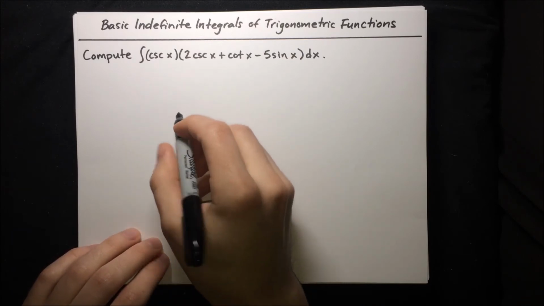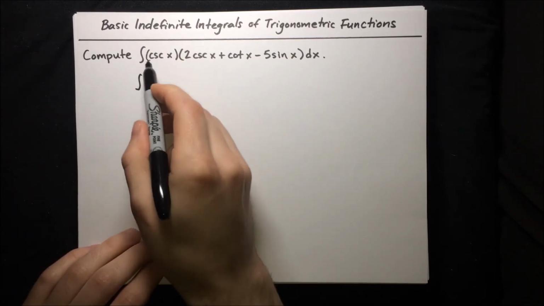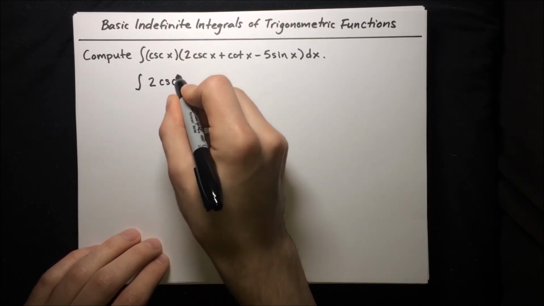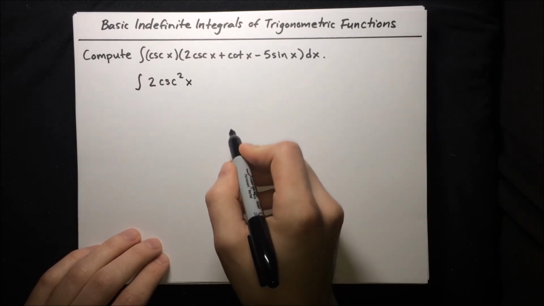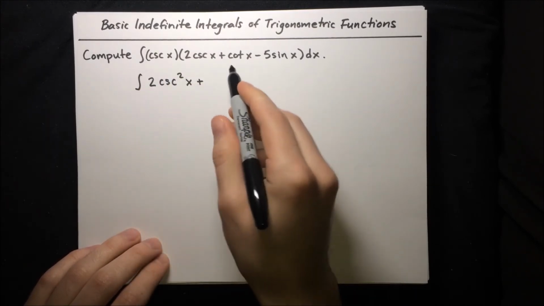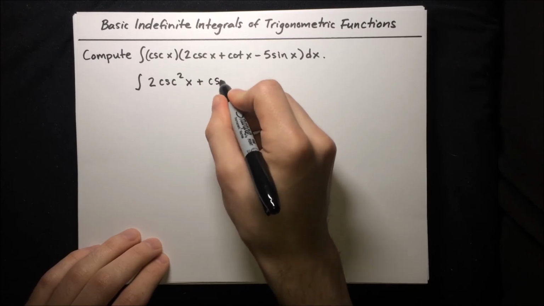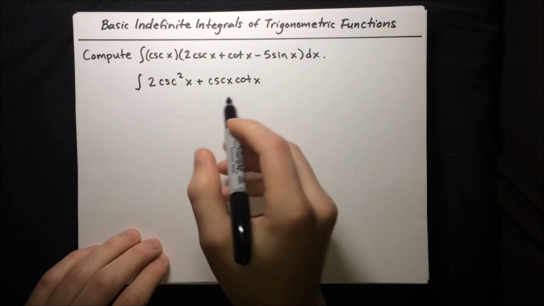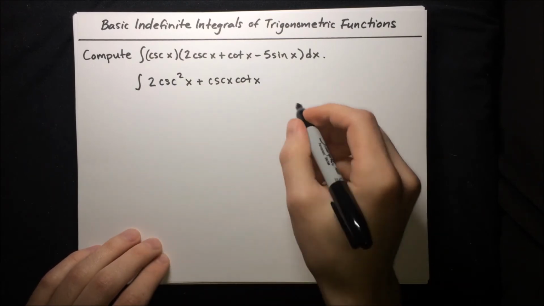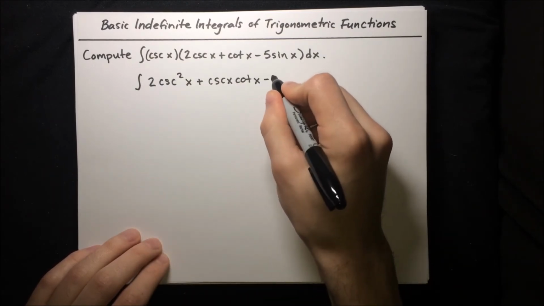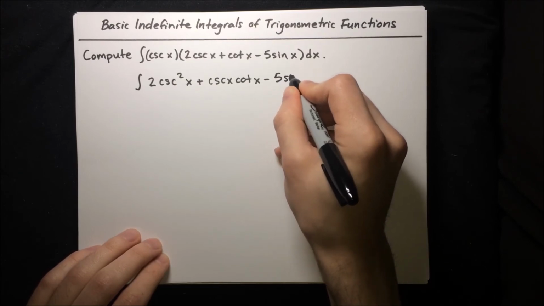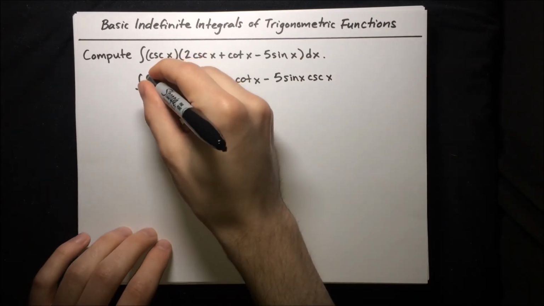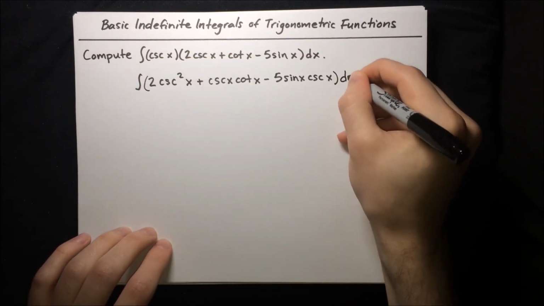Okay, so multiplying it out, we've got integral of cosecant times 2 cosecant. Well, that just makes 2 cosecant squared x, and then plus cosecant times cotangent, so that just stays as cosecant x cotangent x, and then cosecant times negative 5 sine x, so let's write that down, minus 5 sine x cosecant x. And that's all an integral with respect to x.